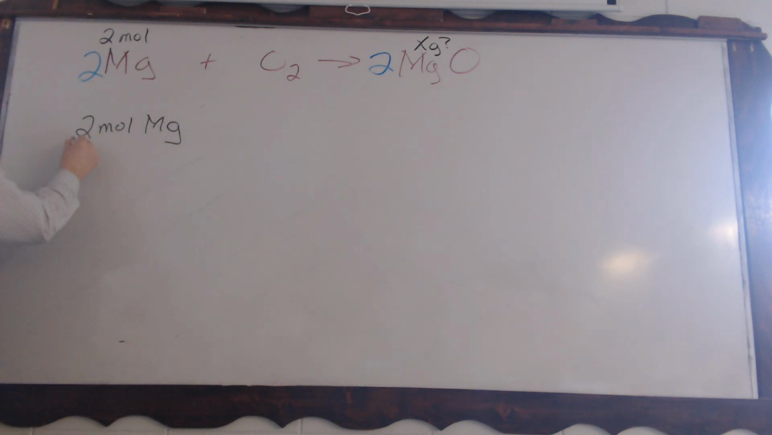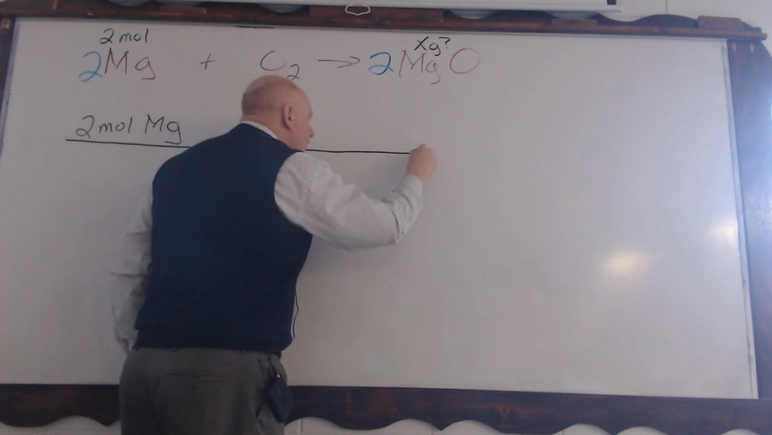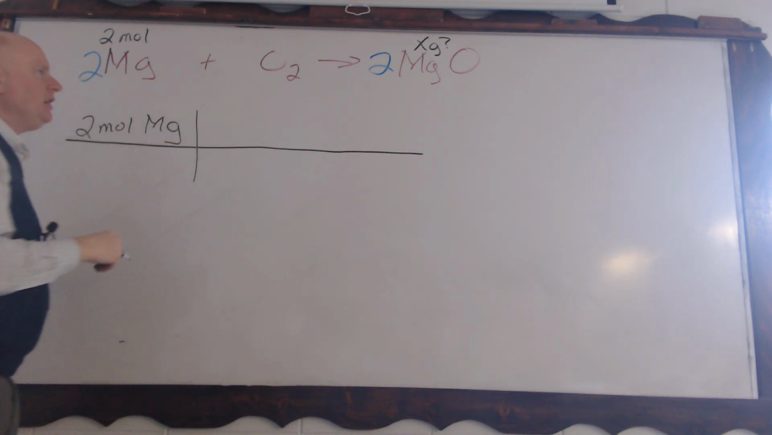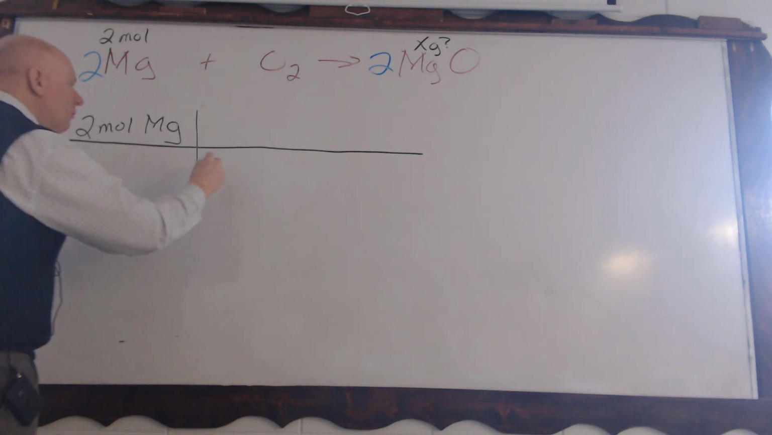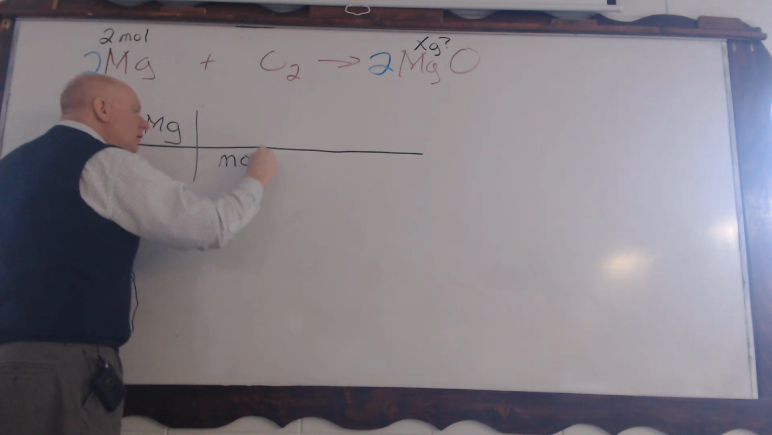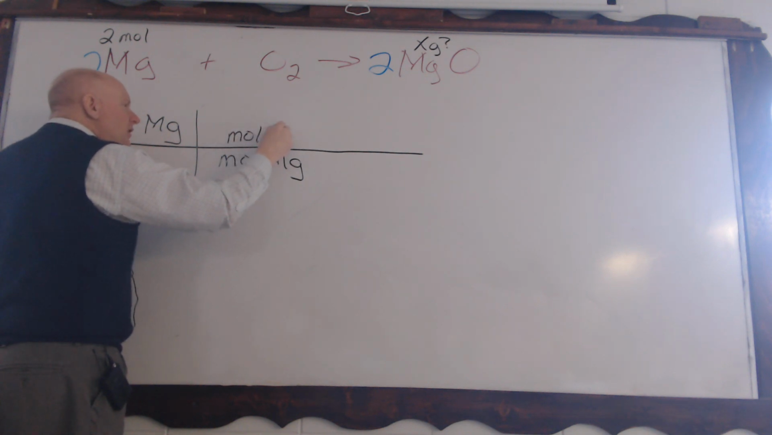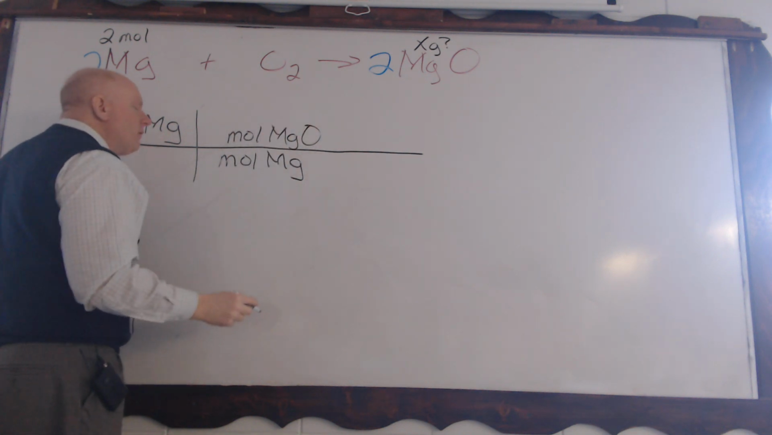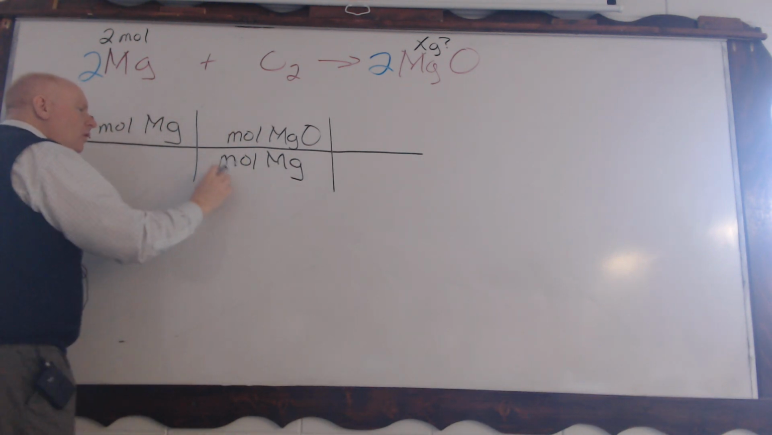Okay, so we're starting with 2 moles, but we're not concerned with magnesium. We want magnesium oxide. So in this next step, how do we change what it is that we have into what it is that we're looking for? Okay, so moles of magnesium down here, moles of magnesium oxide up top. Okay, so every time we see a mole over a mole, why is that important?